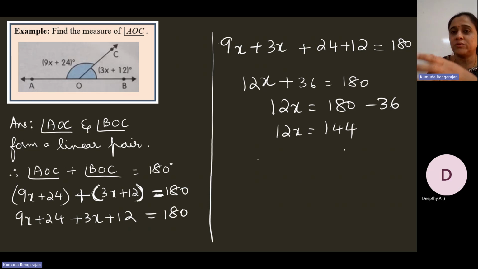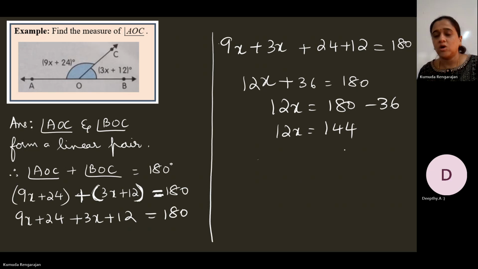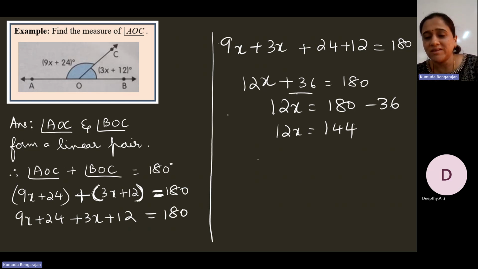What's the connection between 12 and x? Multiplication. 12 into x. So when you transpose the operation, you have to use the opposite operation. Addition and subtraction are opposite operations. Multiplication and division are opposite operations. So here it was plus 36, opposite operation, minus 36.